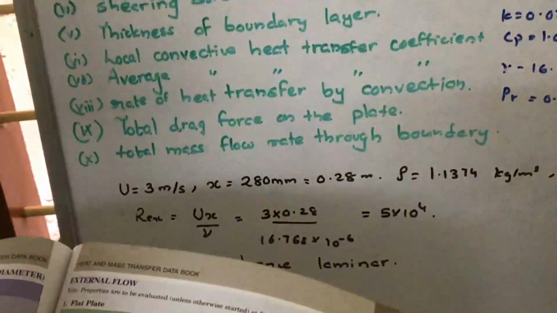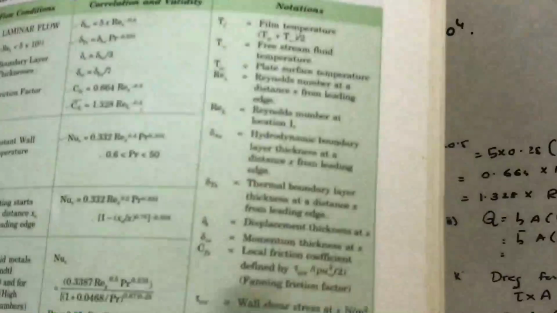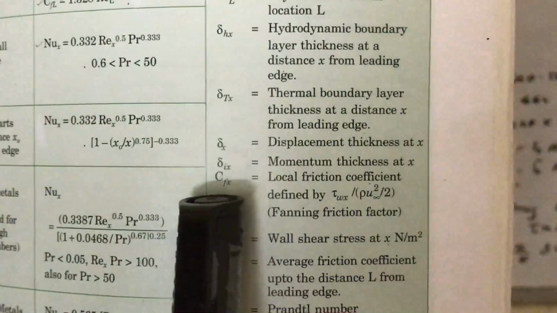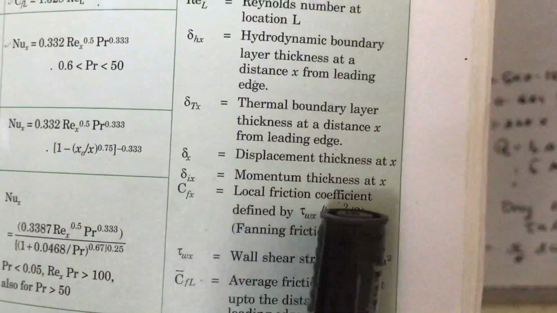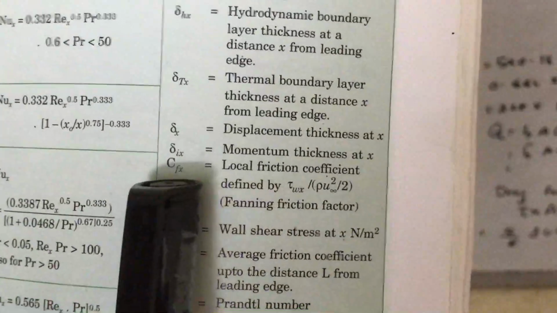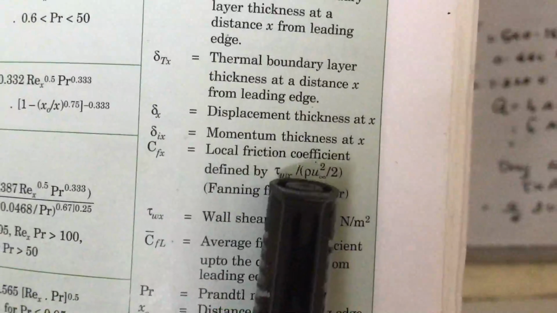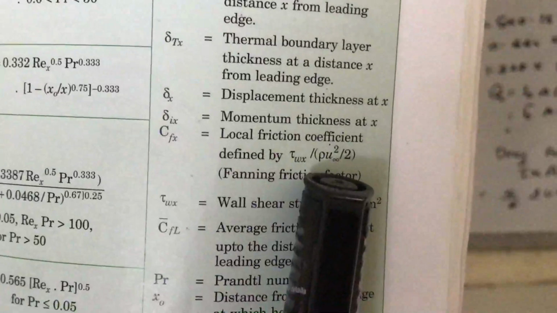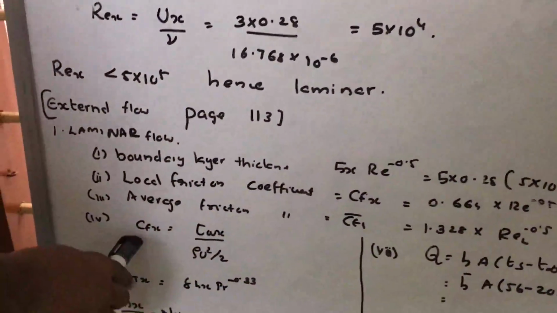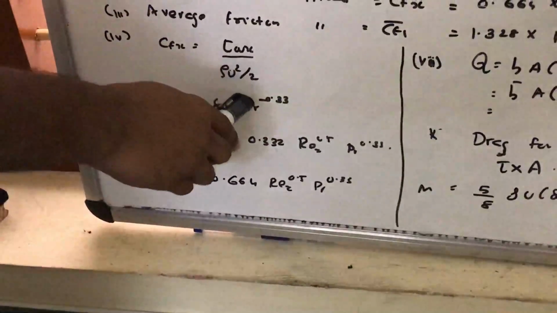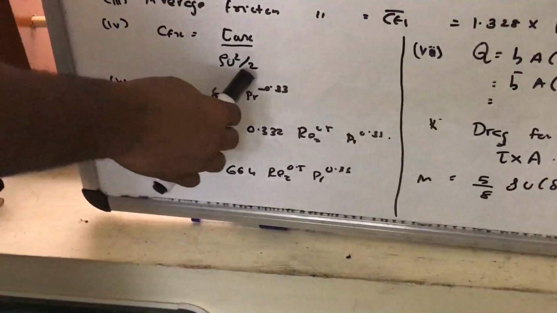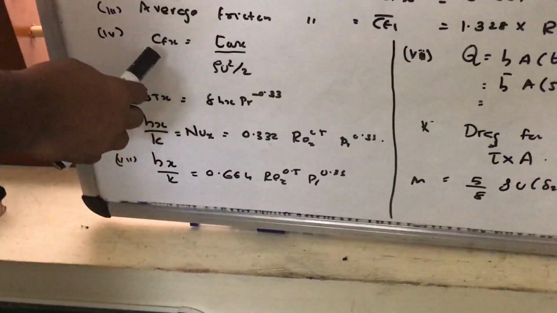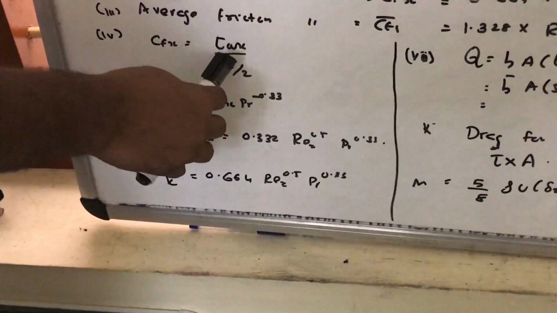Then shearing stress due to friction. So here, if we are looking here, CFX is given, local friction coefficient is defined by, that is CFX is equal to tau Wx by rho u square by 2. So from this, CFX is equal to tau Wx over rho u square by 2. So we will take this particular term here. So CFX into rho u square by 2 is equal to TWX.